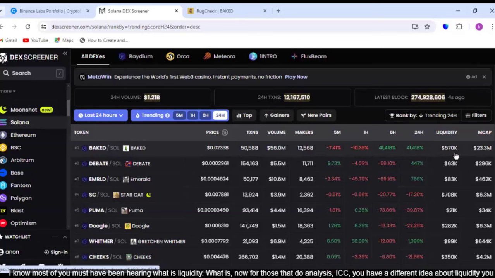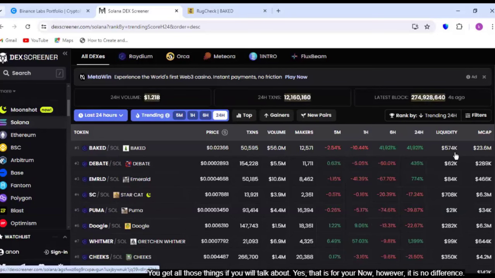What is liquidity? Now, for those that do analysis, ICT, SMC, you have a different idea about liquidity. You say, okay, double top is a liquidity. You get all those things people talk about. Yes, that is for your analysis. Now, however, it is no different. Liquidity is liquidity. Liquidity is money, yes. But liquidity is on Degen trading right here.